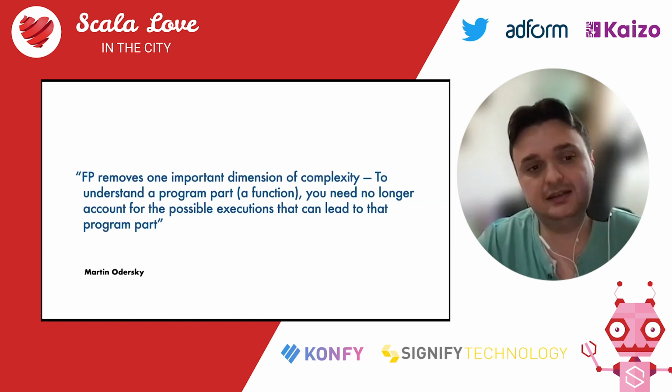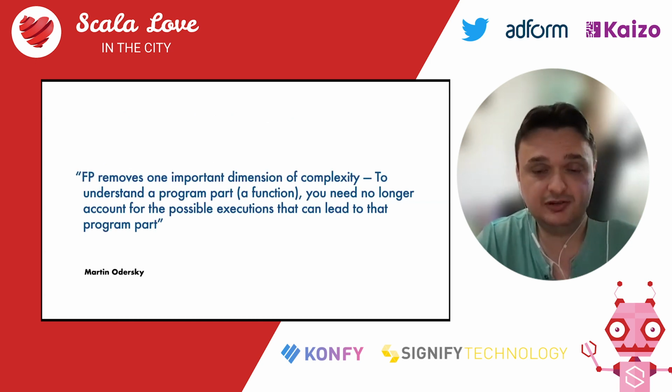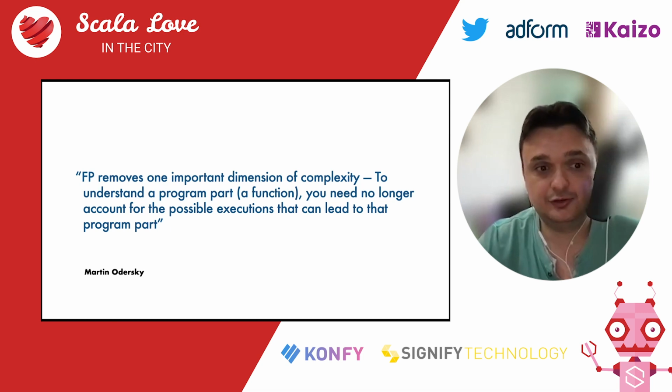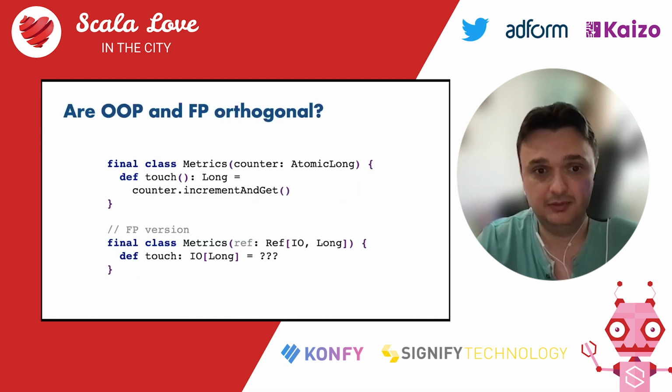Now, Martin Odersky loves saying that FP removes one important dimension of complexity. To understand a program part, you no longer need to account for the possible executions that can lead to that program part, meaning that with objects with identity, in order to reason about them, you have to know their history of interactions to understand what will happen at the next method call, what's going to be the result of that. And that is true, but he's basically speaking about idealized FP, because in practice, we also suspend defects in I/O.